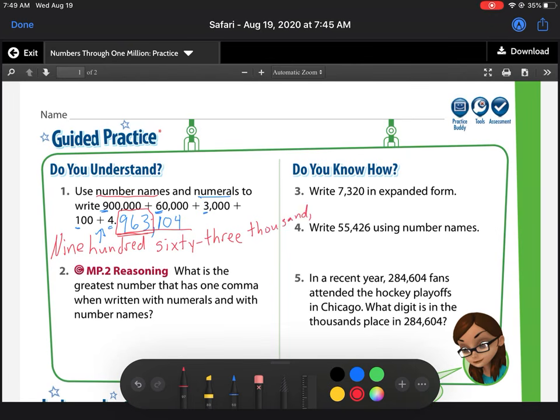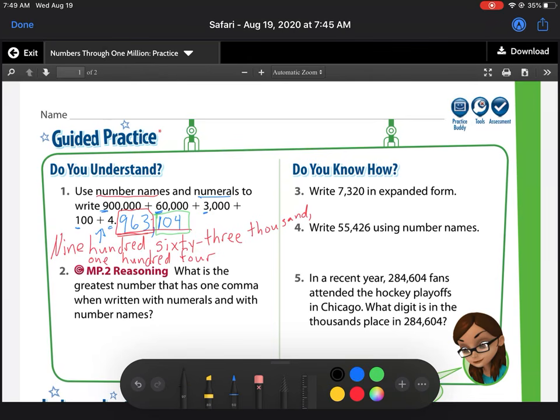And now I say this next grouping. So this next grouping, what is that? Well, that is a 100. There's no tens, so it's just 104. Some people might say 104, and that is okay as well. So that is my number name. Let's head to our next problem, number 2.